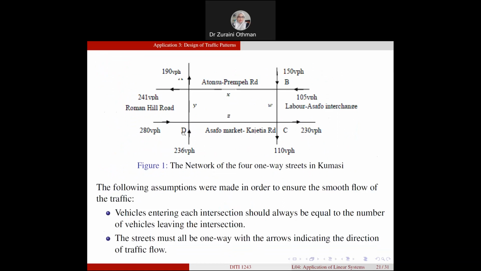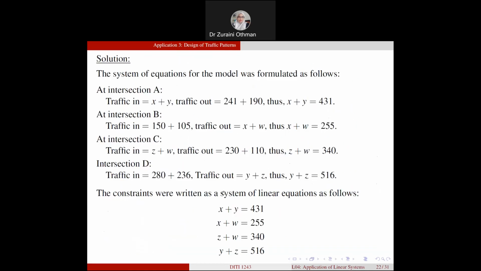Okay, same goes to intersection D. Dia di antara Z dengan Y kan kat situ. Dia ialah 280 campur 236. So kita dapat 4 equation. Okay, untuk keempat-empat equation ni kita nak tahu the value of every X, Y, W, X, Y, Z tu.